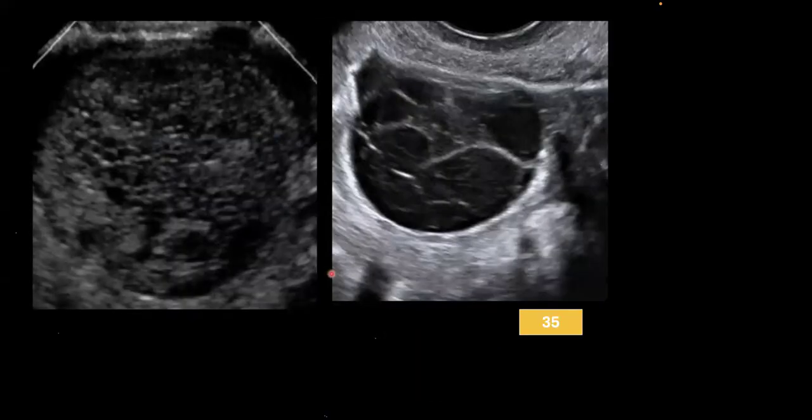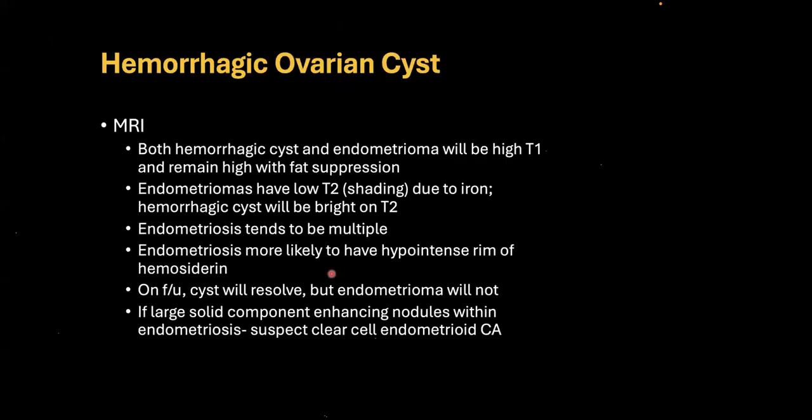Okay, most of you got it correct. This is a cobweb appearance in hemorrhagic cyst. So one thing you have to keep in mind is how to differentiate endometrioma and hemorrhagic cyst. Anybody? Okay, on MRI, we see the T2 shading and all. On ultrasound, we see very low level echoes in case of endometrioma, right?